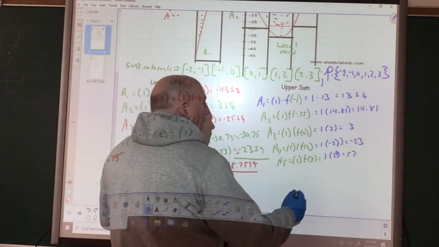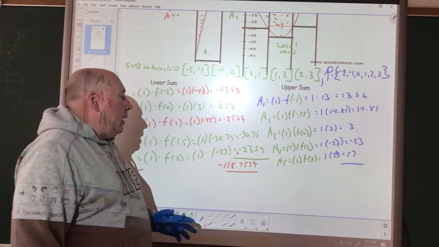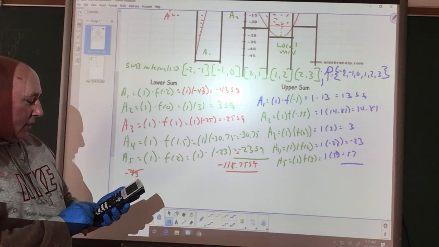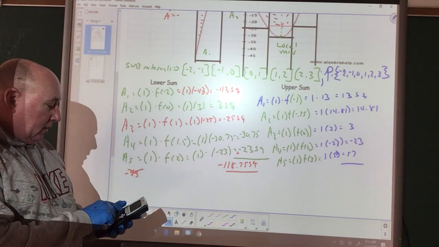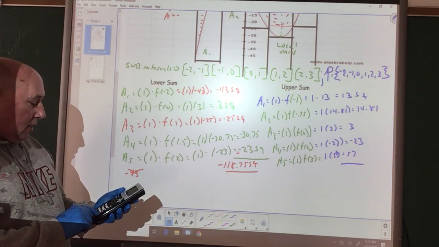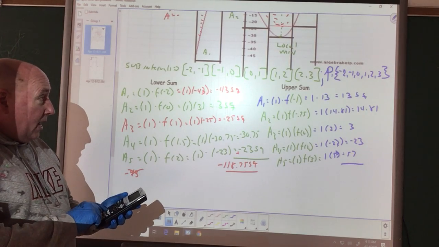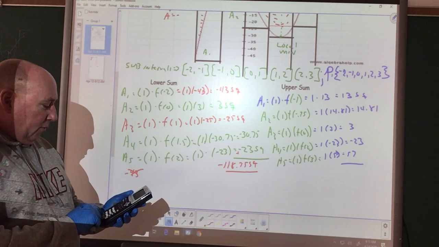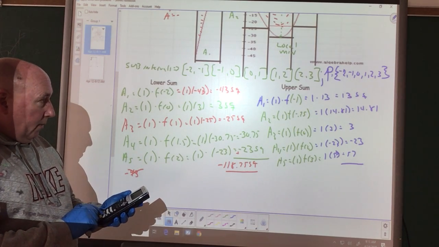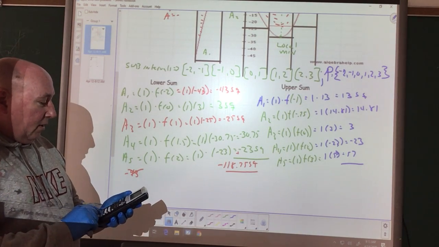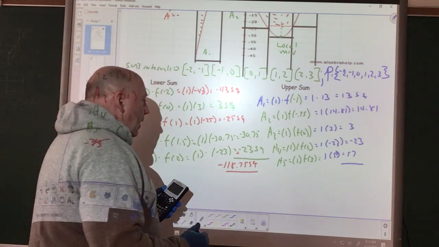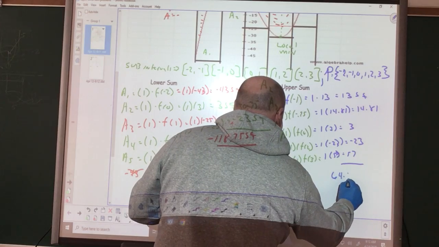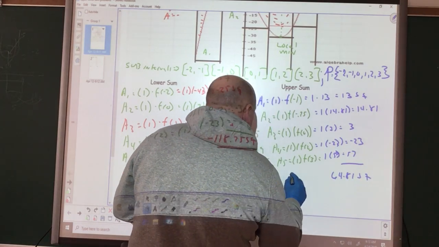Once again, I need to add down to get my upper sum. So we have 13 plus 14.81 plus 3 plus negative 23 plus 57. So we have the upper sum is 64.81 squares.